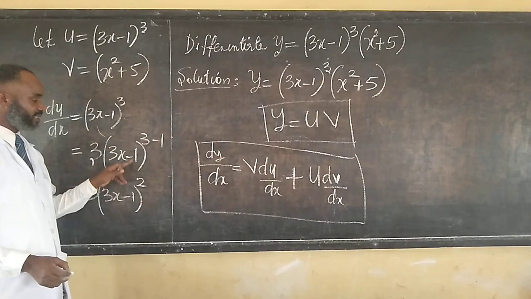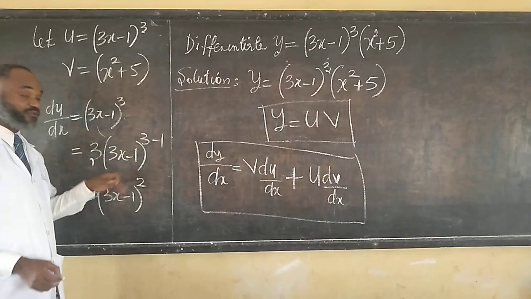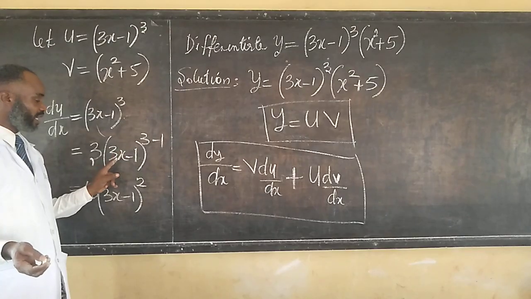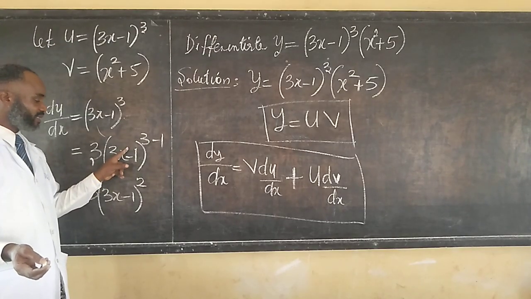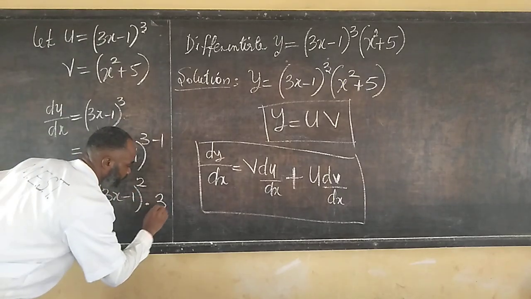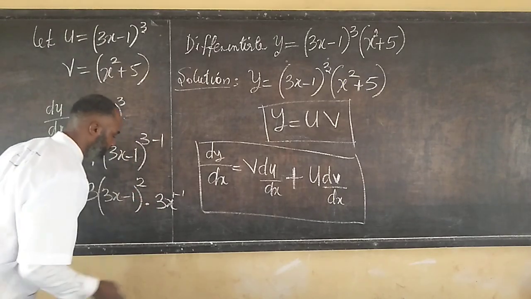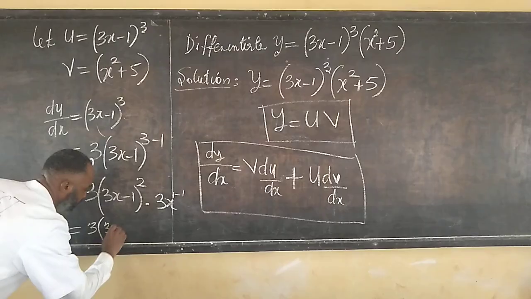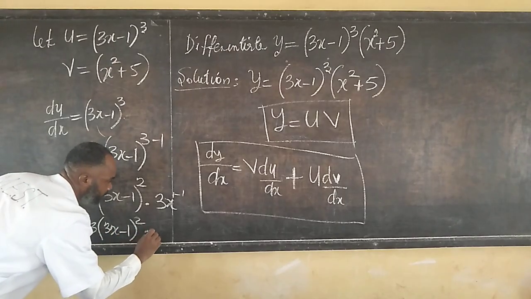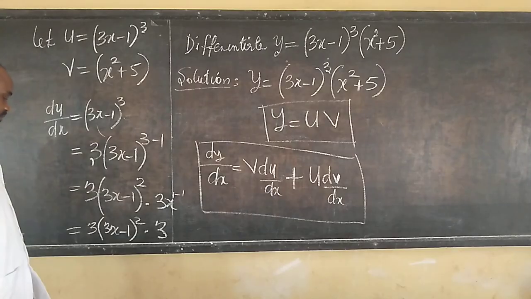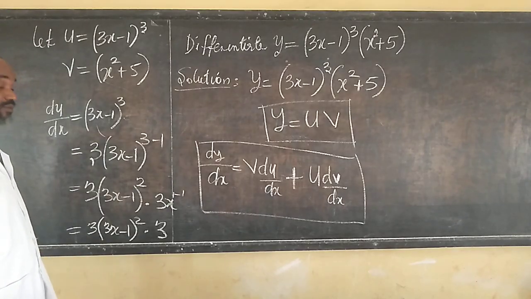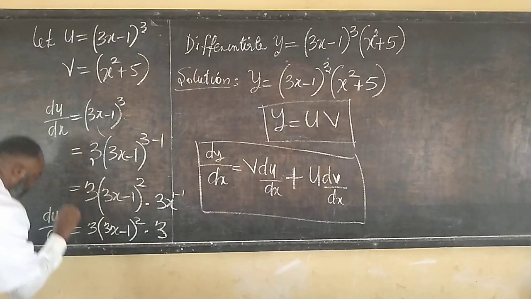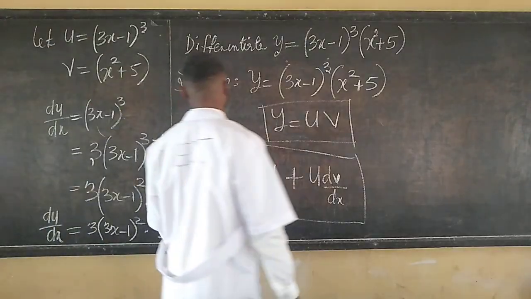Then inside the bracket, we have 3x minus 1. And what happens here is that when we differentiate a constant term, it vanishes, and we are left with just 3x. Differentiating this will leave us with x raised to power 0. And finally, for this one, we have 3(3x minus 1) raised to power 2, dot just 3. Good. So that is du/dx. We keep it.